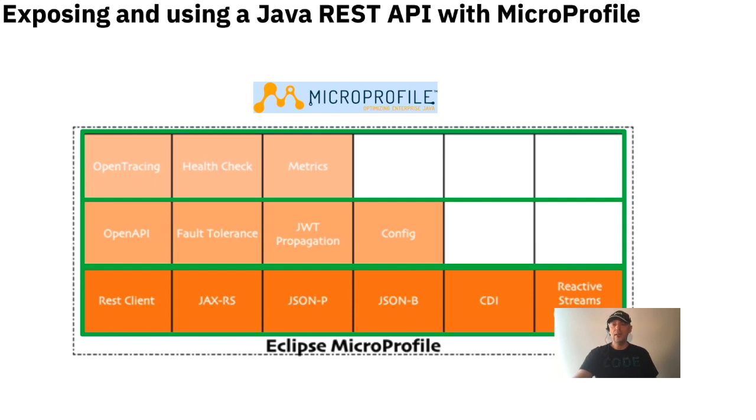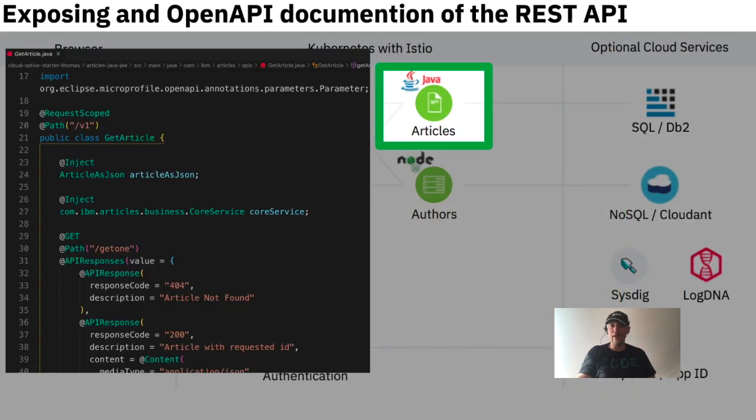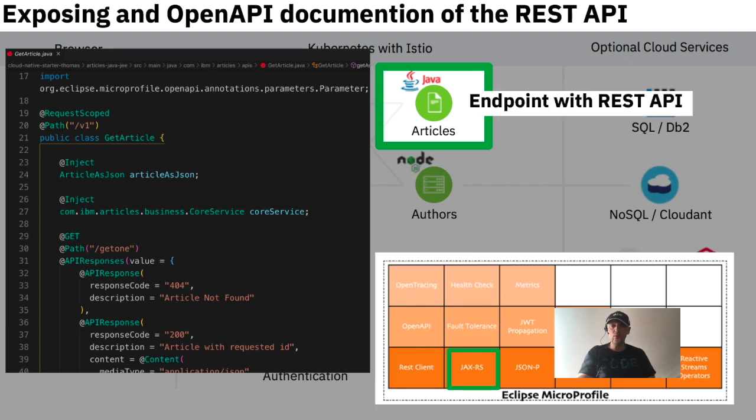Now move on to see how we used MicroProfile for our implementation. Therefore, we take a simplified look at the Java code of the articles microservice. This service has to expose the REST API. We use MicroProfile with JAX-RS to build the REST API. We're creating resource classes and adding appropriate annotations to create necessary web endpoints.